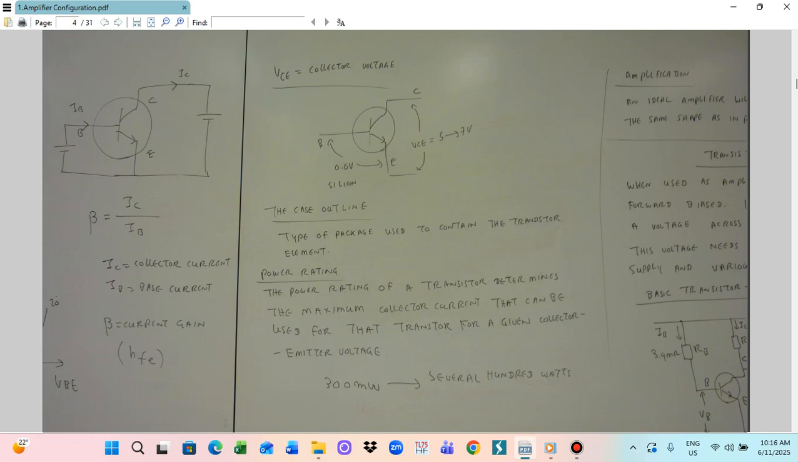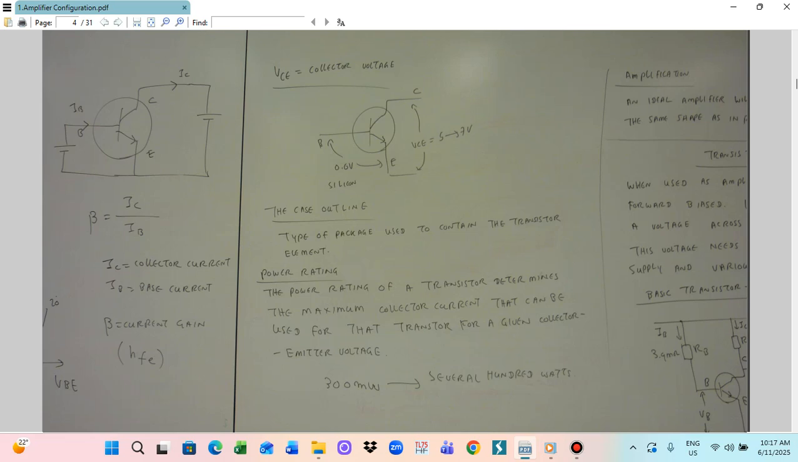In the meantime, the power rating of the transistor depends on the maximum current. The maximum current that can be delivered from the collector determines the power rating of the transistor. Okay, so this is for the power rating. The case outline is the side of the package used to contain the transistor element.